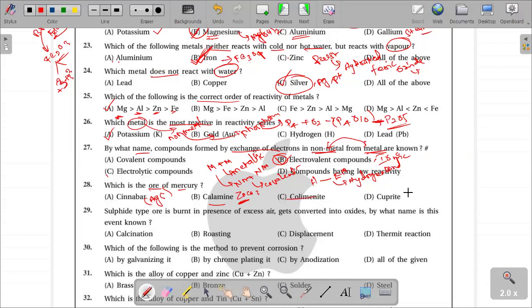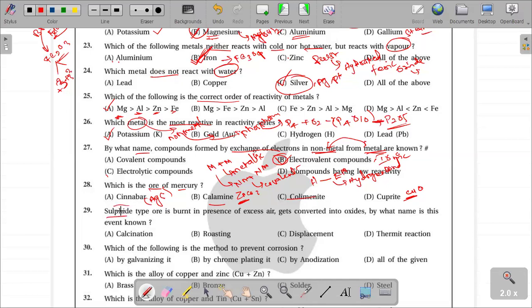Here, cuprite, Cu2O. That is cuprite. Copper ore, cuprite is the ore. Sorry, copper. Cuprite is the ore. And next, sulfide type ore.